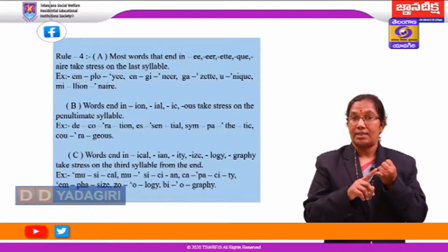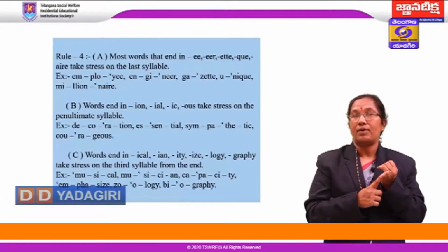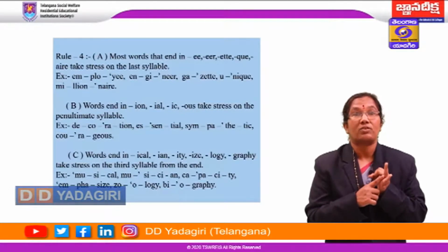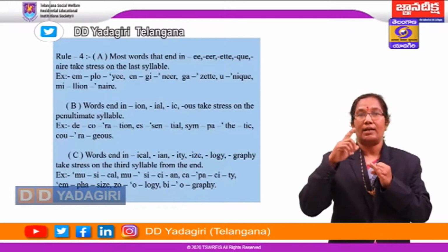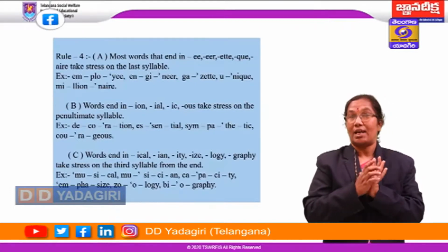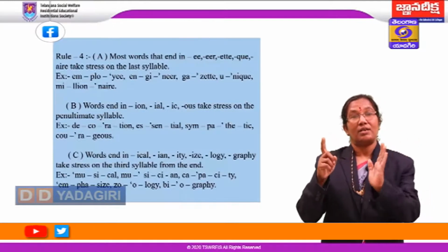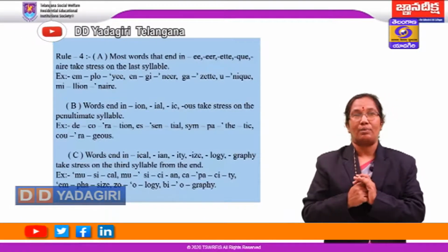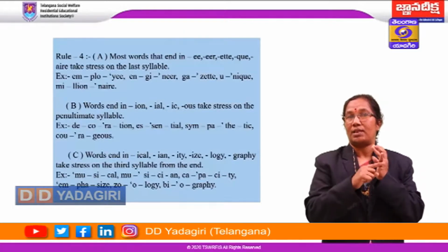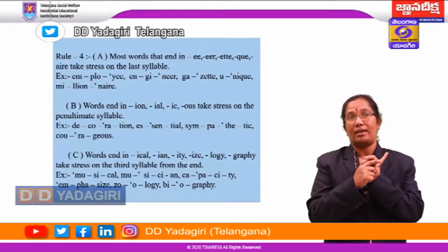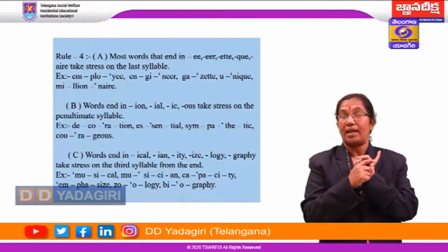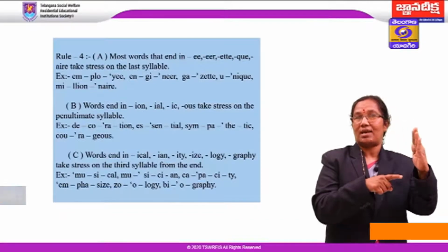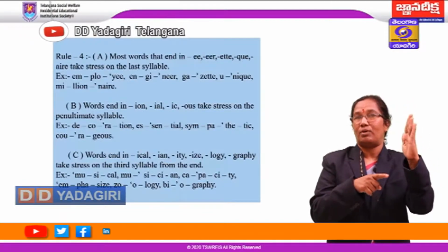Words that end in ICAL, IAN, ITY, IZE, LOGY, GRAPHY, such words take stress on the third syllable from the end. For such cases, what we have to do is first write the word in syllabification, then count the syllables from the end and put the stress mark. Let's look at the examples. Musical. We have written the word M-U-S-I-C-A-L. And what is the rule? Third syllable from the end. So 'cal' is one, 'si' is the second, 'mu' is the third. So stress falls on the first syllable of the word, musical.